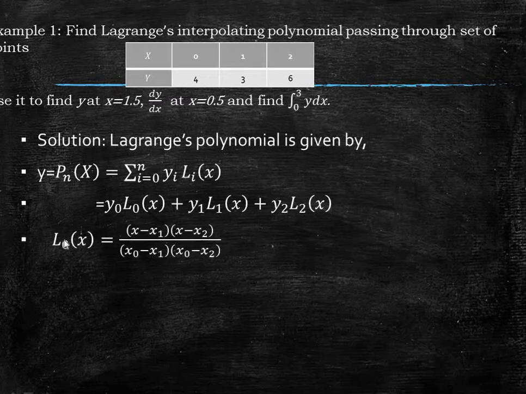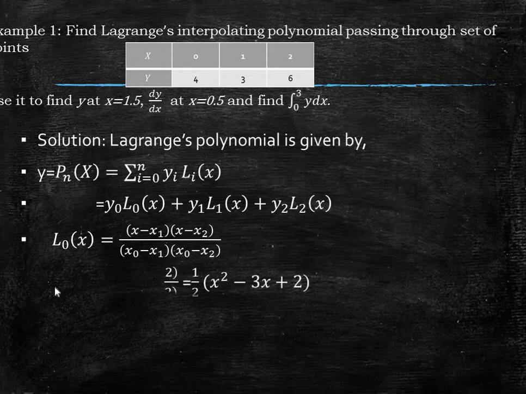So first we have to find the L naught of x. L naught of x is (x minus x1)(x minus x2) upon (x naught minus x1)(x naught minus x2). So we have the values x1, x2 and x naught. The value of x naught is 0, the value of x1 is 1, the value of x2 is 2.